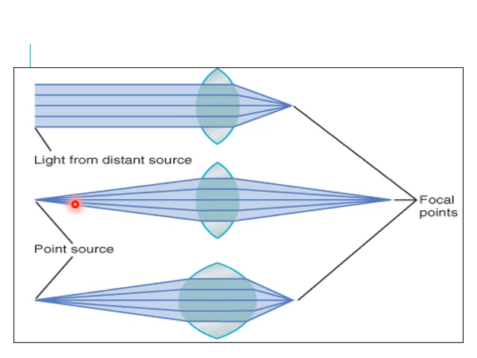Now, in the second diagram, in the middle one, you can see the light is coming from a point source, and these are diverging rays of light. When they come, their focal point is usually formed farther away as compared to when the rays are coming parallel. More bending occurs.